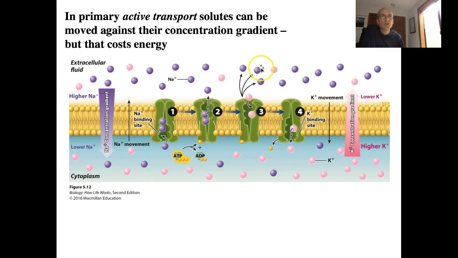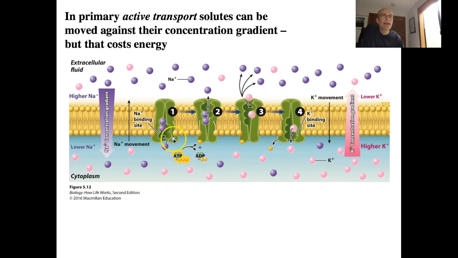Here you see the concentration gradient for the example of sodium, the purple ions, and potassium, the pink ones, that are more concentrated on this side. So the concentration gradient for potassium is greater on the inside than on the outside. For sodium, it's greater on the outside than on the inside. So we have an example where cells usually need more potassium than sodium.